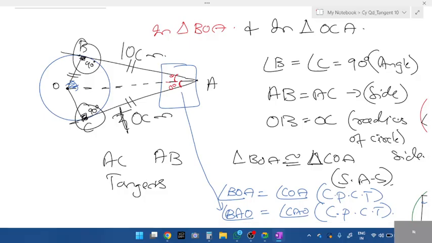So the tangents are AB and AC. A tangent will never enter inside a circle. A tangent will always be outside the circle. Only one point will touch the circle. That is a tangent. AB and AC are tangents. Did all of you understand how to write this congruency part?